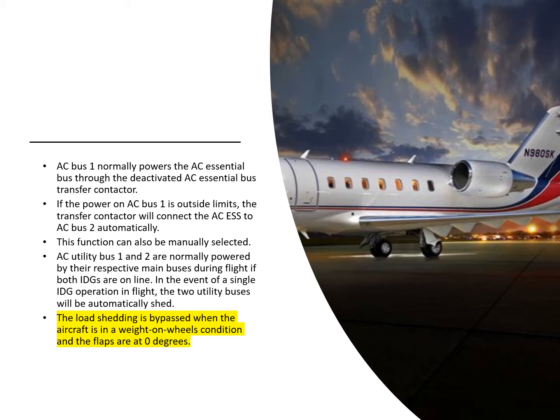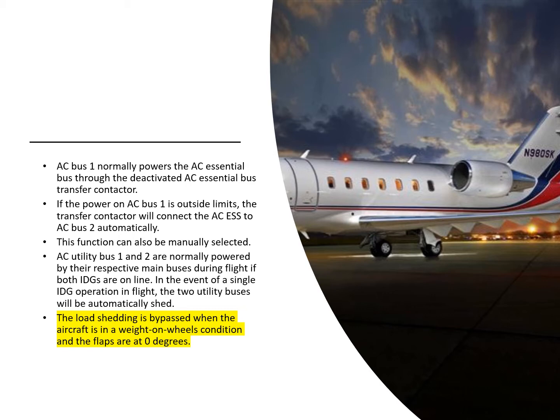But AC bus 1 normally powers the AC essential bus through the deactivated AC essential bus transfer contactor. If power on AC bus 1 is outside of limits, the transfer contactor will connect the AC essential bus to AC bus 2 automatically. In a nutshell, we will always have power to the AC essential bus, pretty much under all circumstances. This function can also be manually selected. You can transfer it across to the alternate source manually.